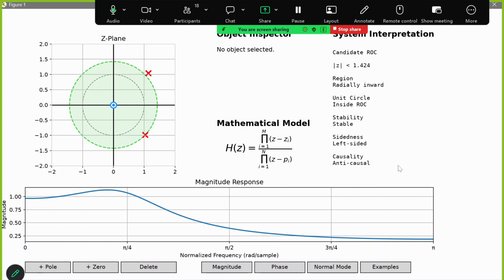So in this case, if you know the configuration of the poles and zeros, especially the poles, you know what kind of system you can have. Can you have both stable and causal? It determines what kind of system.